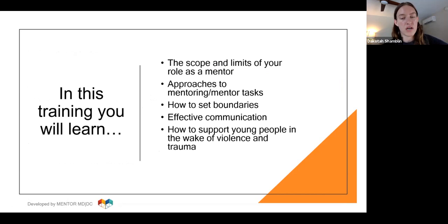These are just some learning objectives. Again, these are just a few. We could definitely add in a lot more because there's a lot of content in these. But these are just, again, a few. The scope and the limits of your role as a mentor, approaches, how to set boundaries, effective communication, and how to support young people in the wake of violence and trauma.